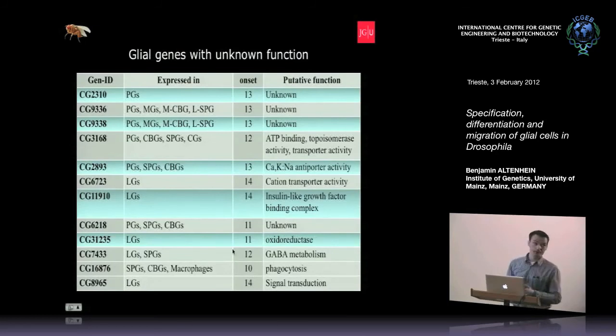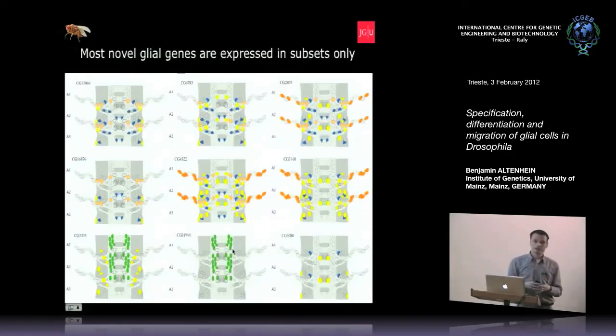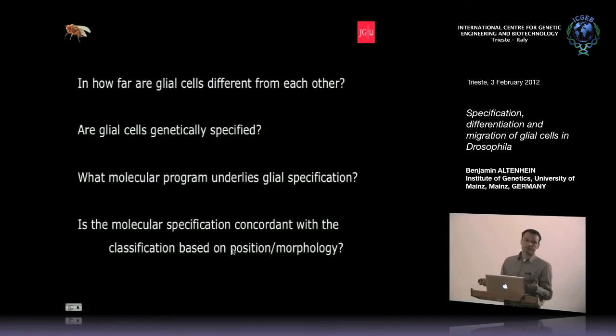Okay, coming back to the microarray genes, I'll speed up a little bit. I won't go into details of all these genes, but this is a list of the candidate genes that we're currently working on. To our surprise, the outcome of the microarray screen was that none of the genes that we picked as GCM target genes is expressed in all glial cells. Even though GCM is expressed and required for the development of all glial cells, none of the target genes that we picked is expressed in all, which told us that glial cells are different.